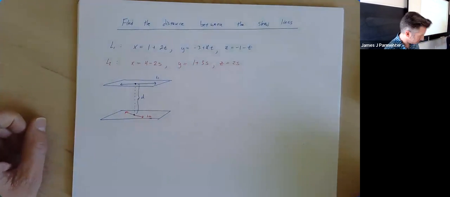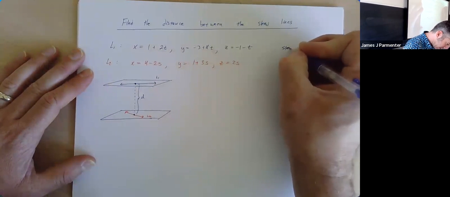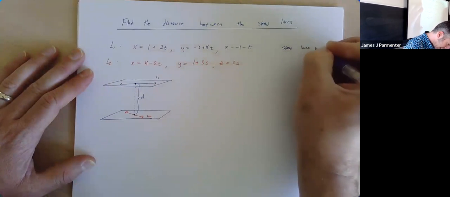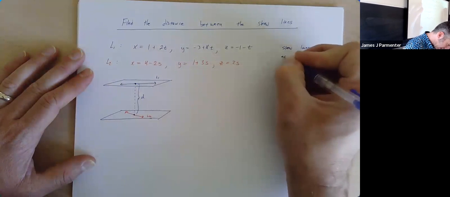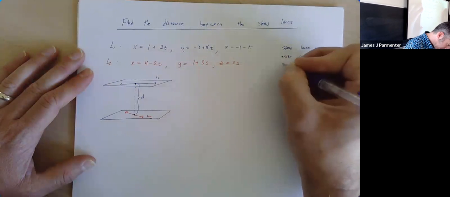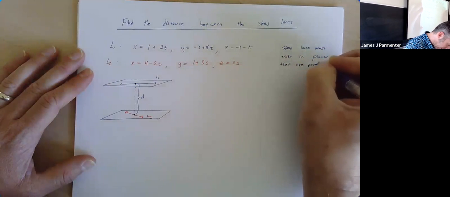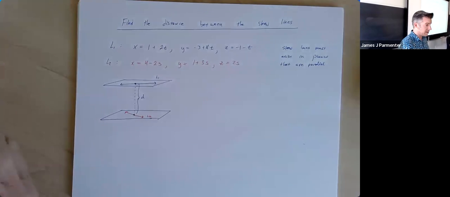So I should make a comment here, right? Skew lines must exist in planes that are parallel to each other. That said, I'm not saying every plane that contains one is parallel to the other plane, just that there have to be at least two planes that contain the skew lines that are parallel to each other.